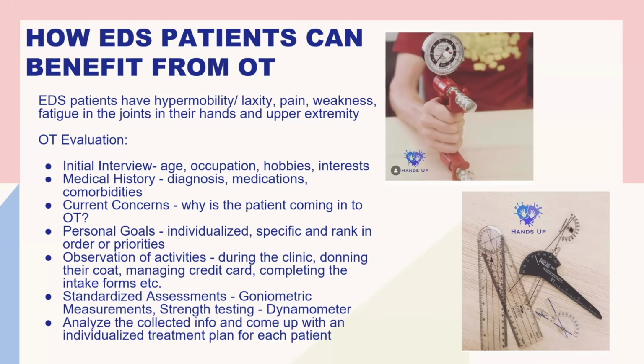Is it a new mother that is having difficulty feeding her baby? Is it a musician that's having difficulty playing an instrument? What their goals are. We want to be individualized and specific and rank their goals in order of priority. We also want to observe the patient as they come into the clinic, as they're putting on their coat, as they're managing their credit cards, as they're completing their intake forms. And we conduct standardized assessments, such as the dynamometer, which is photographed in the top photo, or goniometric measurements to measure the laxity in their joints. We then gather all that information collected, and we come up with an individualized treatment plan for each patient.